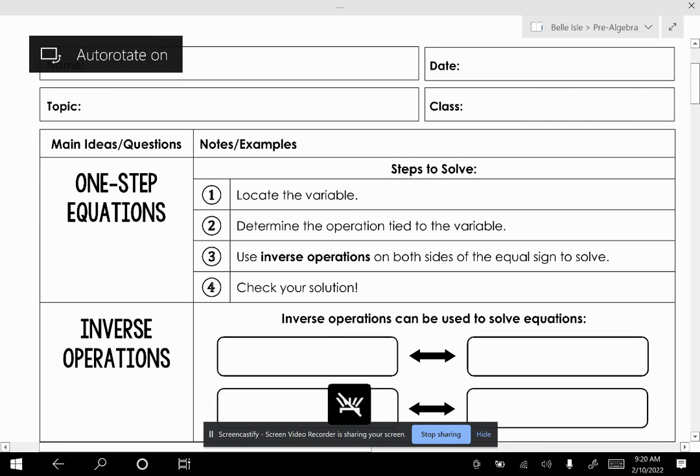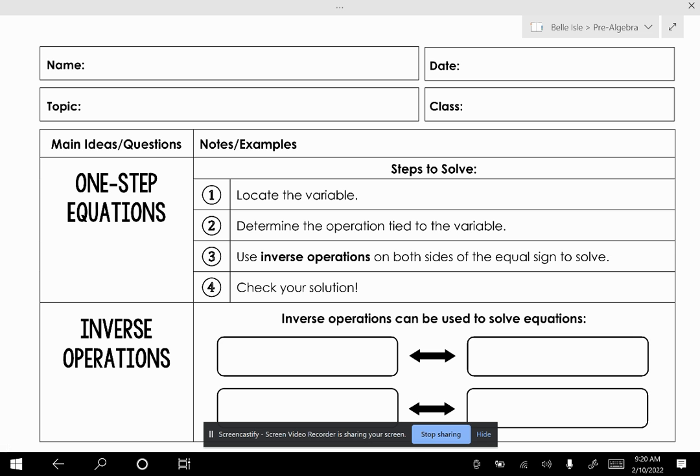One-step equations. We have a couple of steps that you're going to follow to solve these equations. What is the first step? Locate the variable. The variable is what? Yeah, the letters that you see, right? Does it have to be any specific letter? No, anything. Okay. Determine the operation tied to the variable.